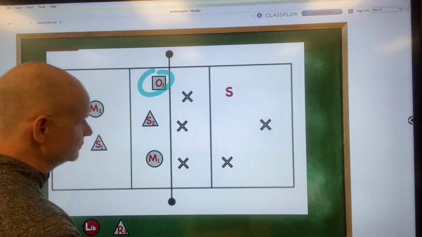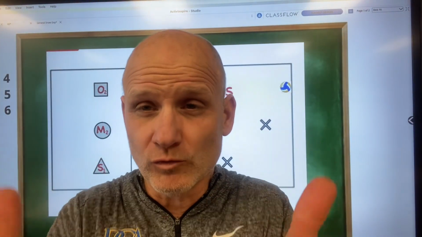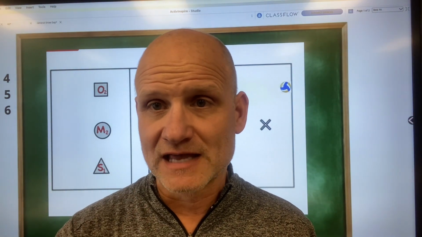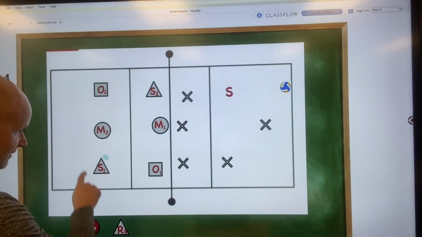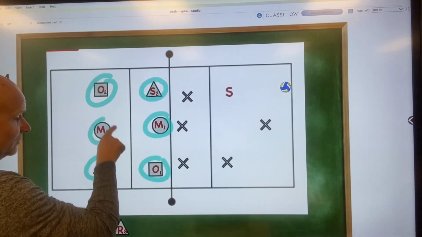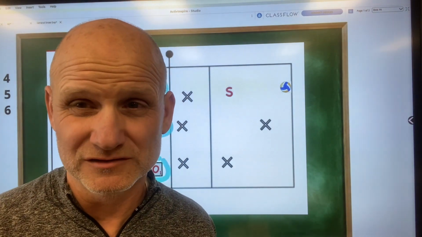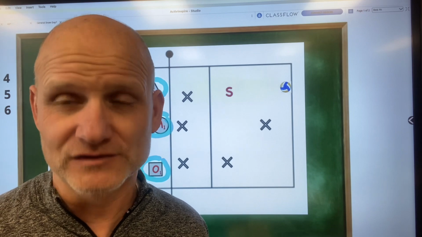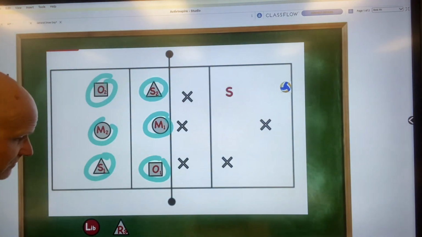Couple other things to know about a 6-2. The serving order, or the order of a 6-2, is always setter, outside, middle. Setter, outside, middle. So do you notice I have a setter, outside, middle? What does that mean? Hey, after a middle serves, guess who's the next server? Setter. After a setter serves, guess who's the next server? Outside. Always goes in that order. Setter, outside, middle.